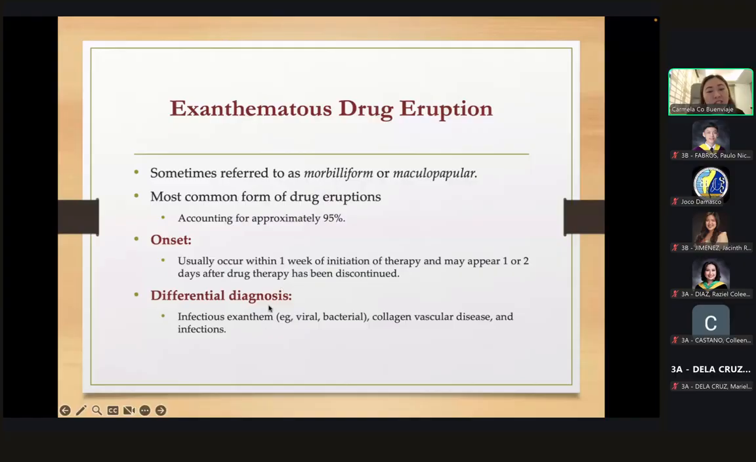Okay, so for differential diagnosis, for patients presenting with exanthematous drug reaction, we should still try to rule out other etiologies, like an infectious exanthem, mostly viral in origin, a collagen vascular disease, and other infections. So we still have to rule these out because they also present with an eczematous eruption.